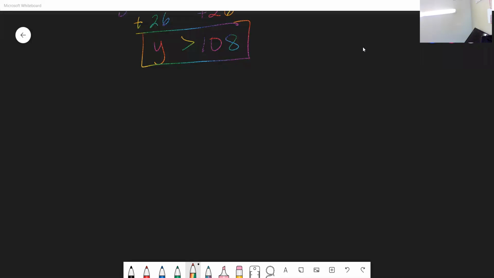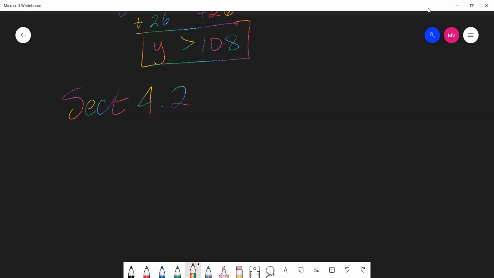Okay, so to finish up section 4.2, where we talked about the properties of inequality, I have a couple of additional problems. These are not in your books. I just want to do a little bit of review before we get into finishing up the homework problems. So let's see. Section 4.2.